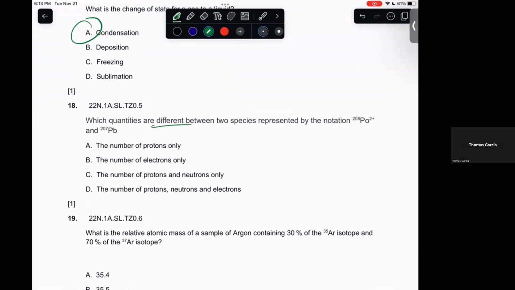What quantities are different between the two species? So they're different elements, so they definitely have a different number of protons. And similar to the other answer before, we can look at 208 minus the number of protons in polonium, which is 84, versus 207 minus the number of protons in lead, which is 82. We're going to find that in this case, Po is going to have one less neutron, with 124 neutrons, while lead has 125 neutrons. So the differences are the protons and neutrons.